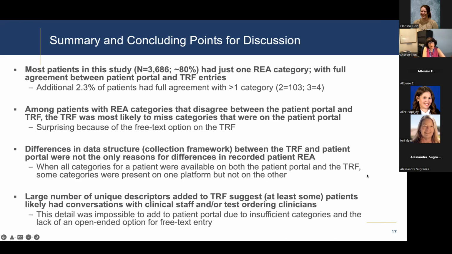And finally, there were a large number of unique descriptors that were added to the TRF for some patients. And so this suggests, we think, that patients probably were engaged in conversations with the clinical staff or the ordering clinicians who are filling out the forms and giving them this information, either filling out a pedigree or some other way of doing this.